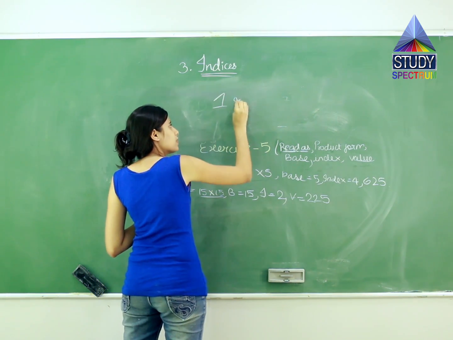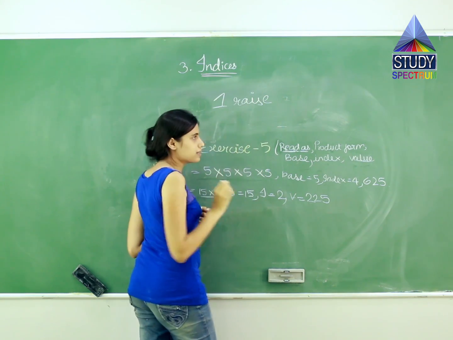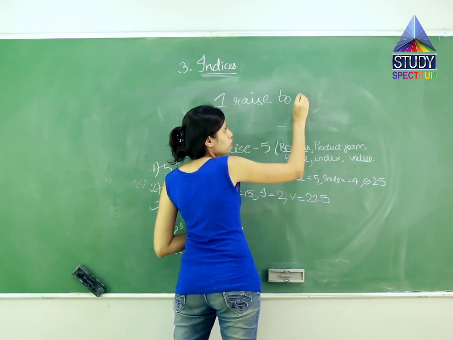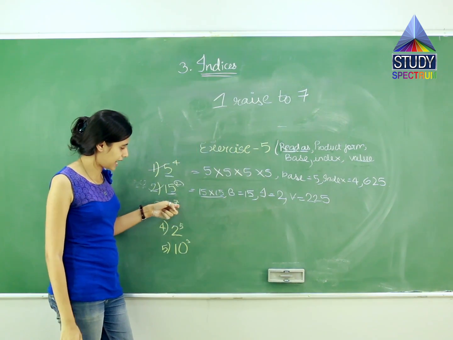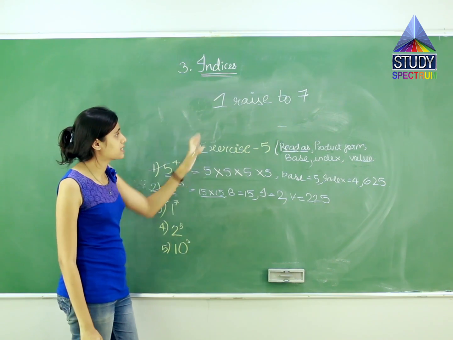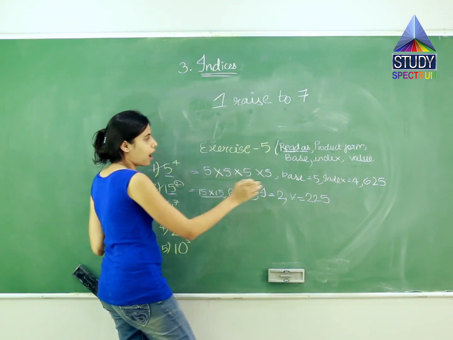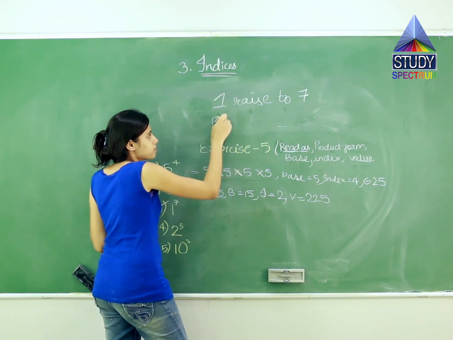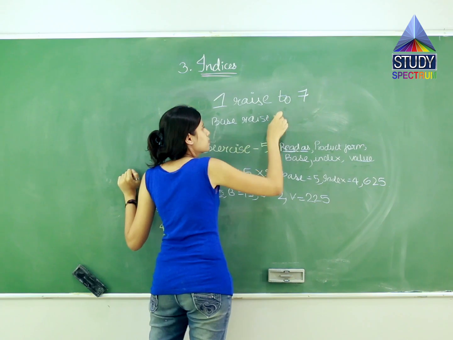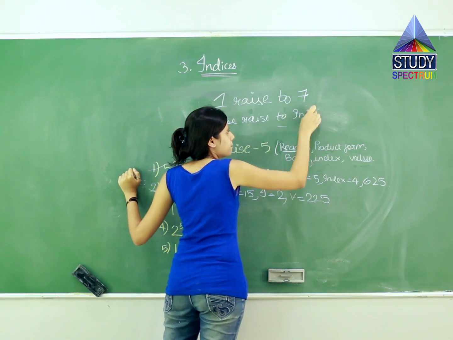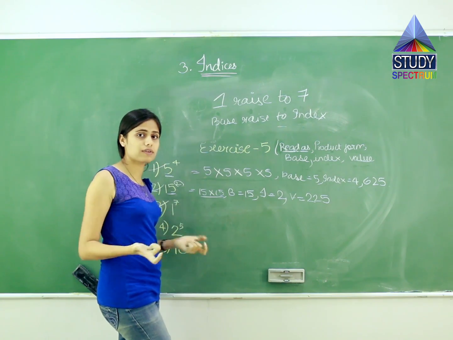Raise, R-A-I-S-E, raise, T-O, 2, 7. Because over here in the base we have 1 and in the index we have 7. So it is read as 1 raised to 7 because 1 is the base. So mainly how to read it: base raised to index. So understood how to read the given question.